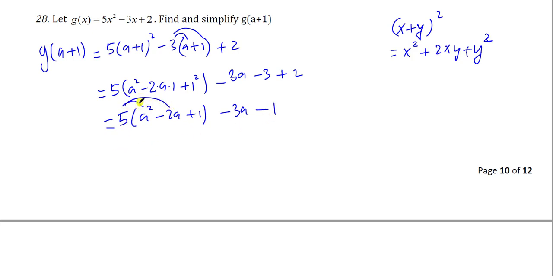Now do the distribution of 5 to the inside. You have 5a squared minus 10a plus 5 minus 3a minus 1. Combine like terms, 5a squared stays the same, minus 10 minus 3 is minus 13a. 5 subtract 1, that is plus 4.